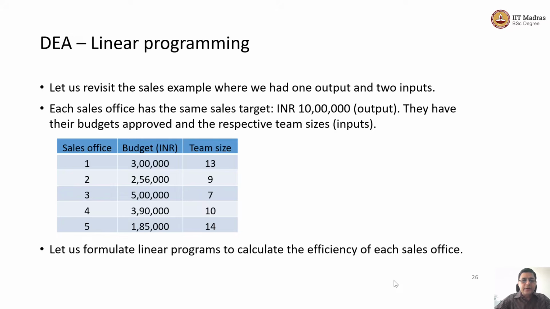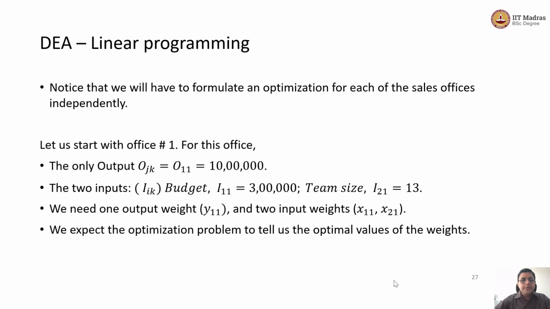So let us formulate the problem for this scenario where we have two inputs, budget and team size, and one output. So let us understand the notations for this problem. We are trying to solve the problem for sales office 1. So O11, which is the only output, that value is fixed, INR 10 lakhs. So this is O11. There are two inputs, so there will be I11 and I21, where 2 is because it is the second input for the first DMU. The second input for the first DMU is team size, and the team size value is 13.